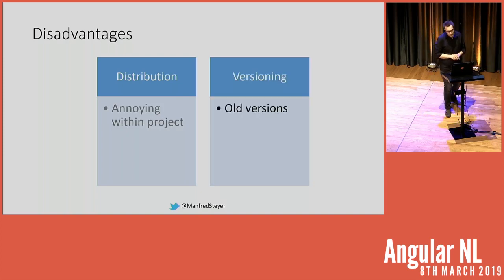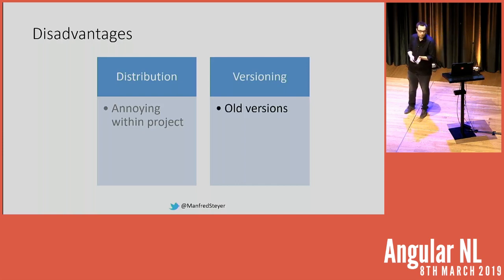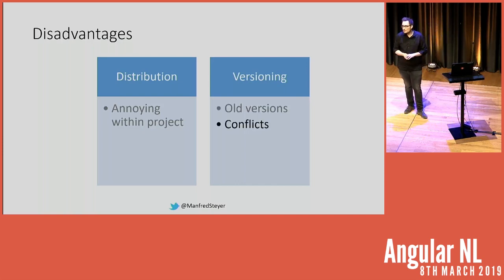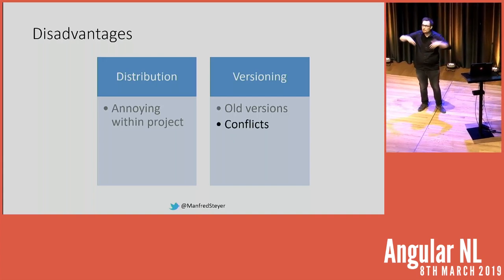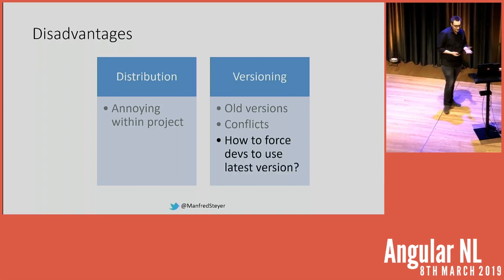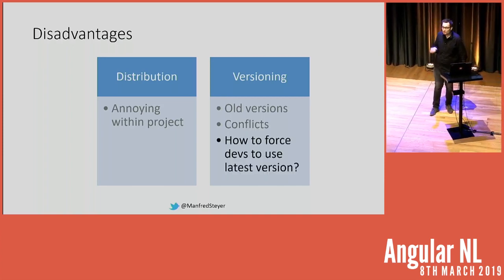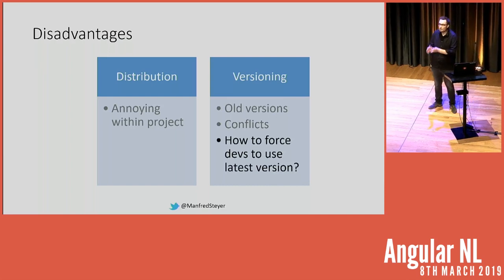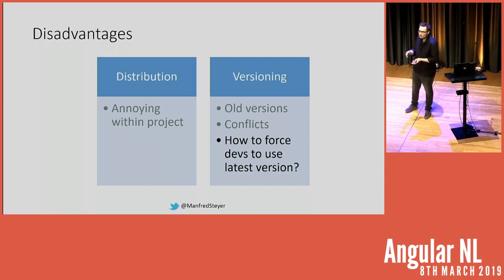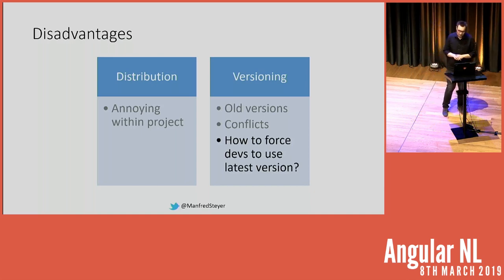When we talk about versioning, it's also a disadvantage because versioning means you can have old versions out there. And old versions means you can have version conflicts. Angular 5 here, Angular 7 there, and boom, hell breaks loose. And somehow you want to force everyone within your team to use the latest versions of all your software parts, of all the things you and your colleagues have written. And for this you need some solution. That means we need something on top of packages to compensate all those disadvantages.